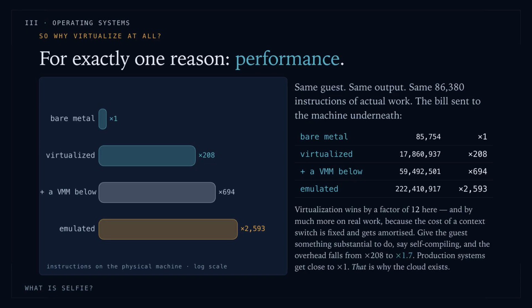So virtualization wins by a factor of 12 here, and by far more on real work, because the cost of a context switch is fixed and gets amortized. Give the guest something substantial to do, like compiling itself, and the overhead falls from 200 times to 1.7. Production systems get close to 1. That is why the cloud exists.